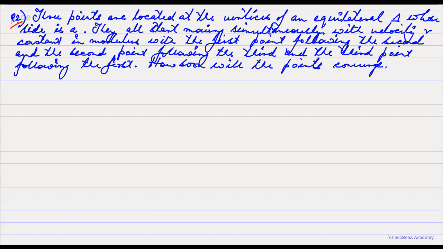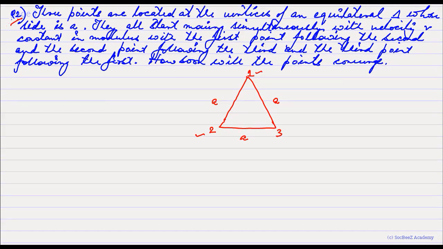So in this problem I have an equilateral triangle. This is my equilateral triangle. It has side A. This is my first point, this is my second point, and this is my third point. The points move in such a way that the first point follows the second point, the second point follows the third point, and the third point follows the first point. And the points move with a velocity of constant magnitude.